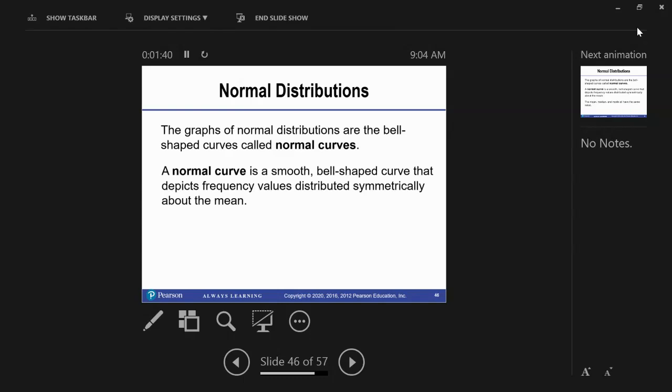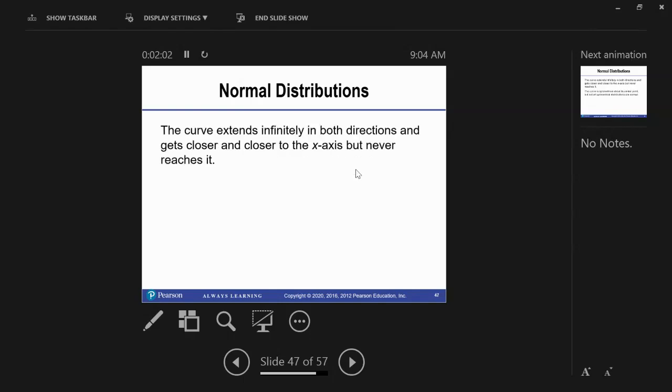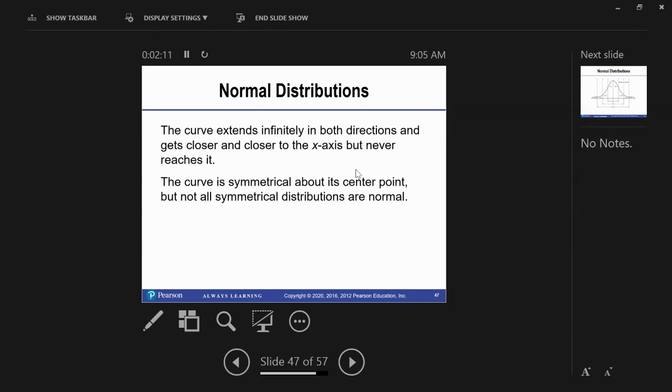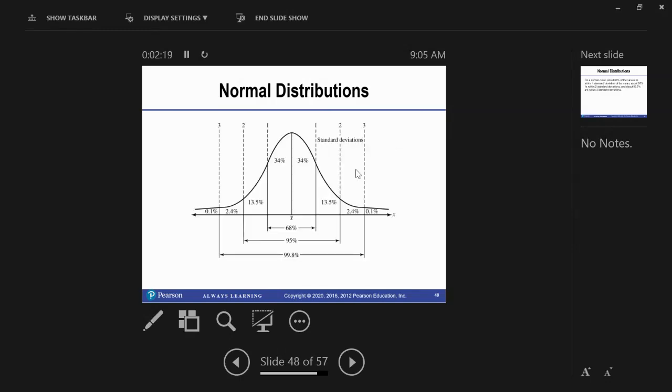So most of the time we typically think, oh, are you going to curve this? And you're thinking they're just going to add 10 points to everybody's grade. And sometimes that is the case, but if it's following a true bell curve, then that means that all of the data is distributed symmetrically about the mean. The mean, median, and mode all have the same value. The curve extends indefinitely in both directions, and it gets closer and closer to the x-axis, but it never touches it. And the curve is symmetrical about its center point, but not all symmetrical distributions are normal.